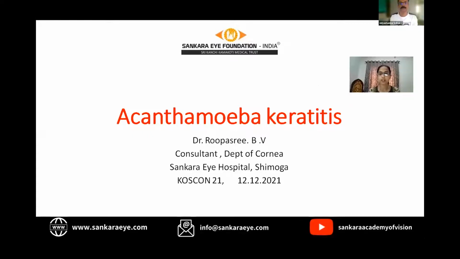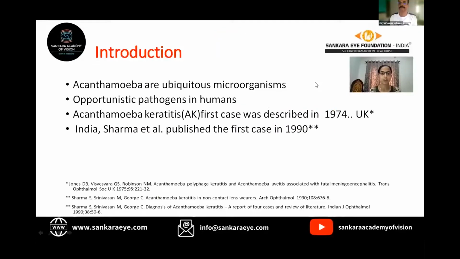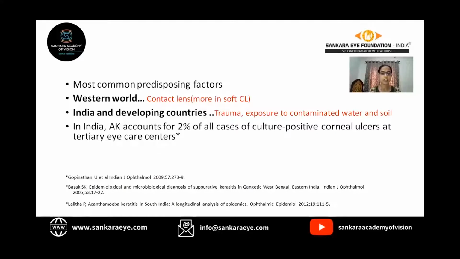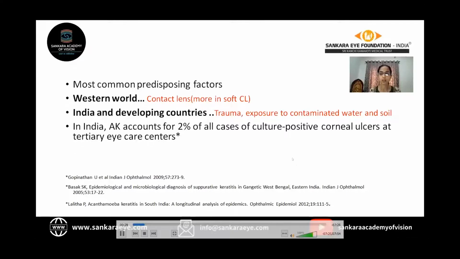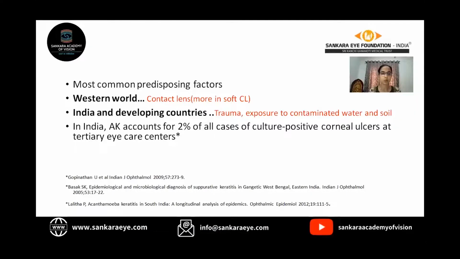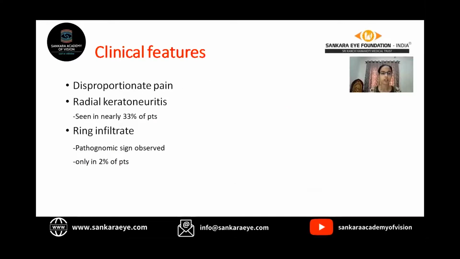The topic of presentation is Acanthamoeba keratitis. It is a ubiquitous microorganism which is an opportunistic pathogen in humans. The first case was described in 1974 in the UK and in India in 1990. The Western literature shows contact lens as the most common predisposing factor, but trauma and exposure to contaminated water and soil are the most common in India and other developing countries. It accounts for 2% of all cases of culture-positive ulcers at tertiary eye care centers.